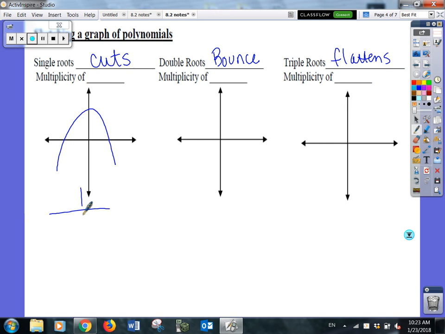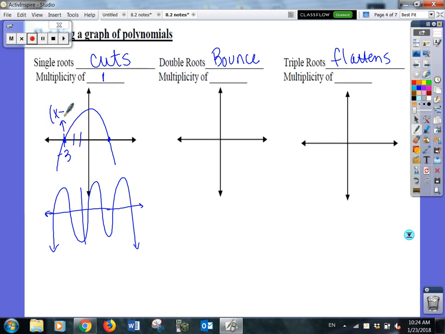Or, I mean, it might look something like that, depending on what the degree is of the function. So something that just cuts through, that's considered to have a multiplicity of just 1. Means it counts one time. So on our 8.1 notes, we had that one polynomial we factored, and it was x to the third, so we said that counted 3. So let's say this is negative 3 right here. That means that factor would be x plus 3 to the first. That just means that root counts one time. It has a multiplicity of 1. That's all multiplicity means. How many times does it count?